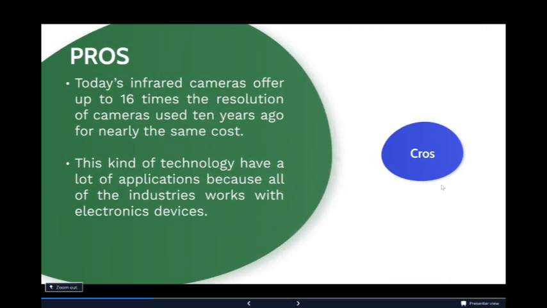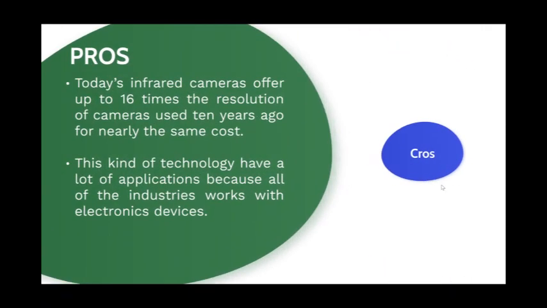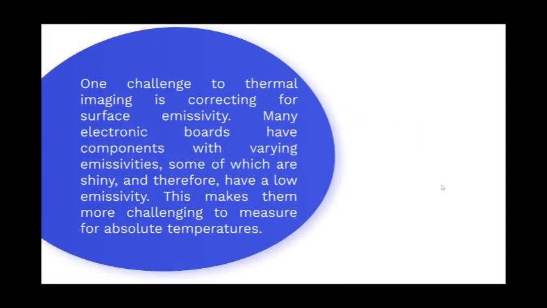Pros and cons. The pros. It's important because today infrared cameras offer up to 17 times the resolution of cameras used 10 years ago for nearly the same cost. And this kind of technology has a lot of applications because all industries work with electronic devices. And the cons.